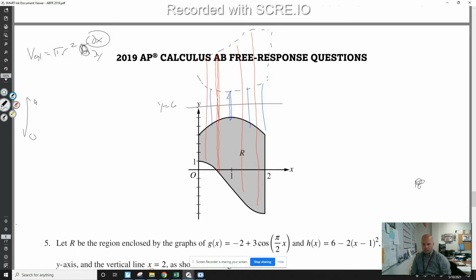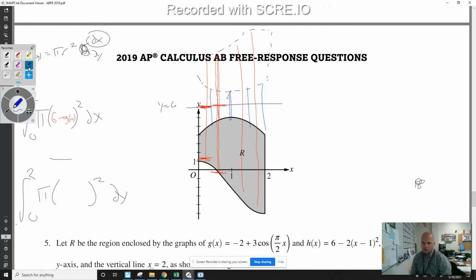So I'm going to do an infinite sum of the red cylinders, pi r squared h, and then I'm going to subtract an infinite sum of my blue cylinders, pi r squared h. Now, what is the radius? Well, the radius is from the middle to a top, or the middle to a bottom. Here, it's easy to do the middle to the bottom because the bottom is the cosine function. So the middle to the bottom is 6 minus g of x. And then for the blue, the middle to the bottom, which is the radius, is 6 minus the h of x function.